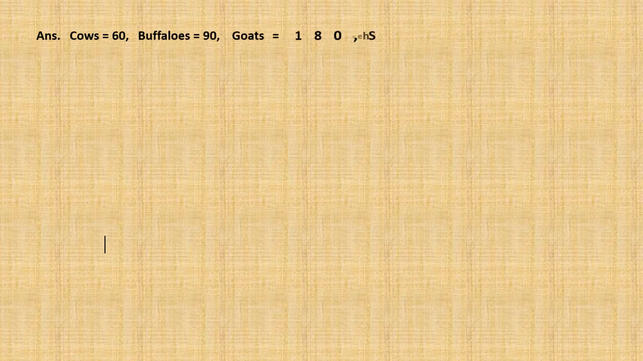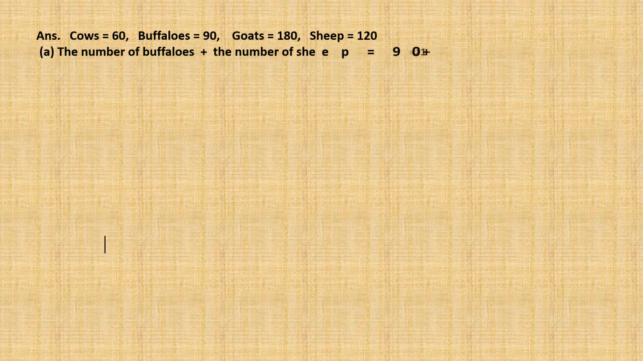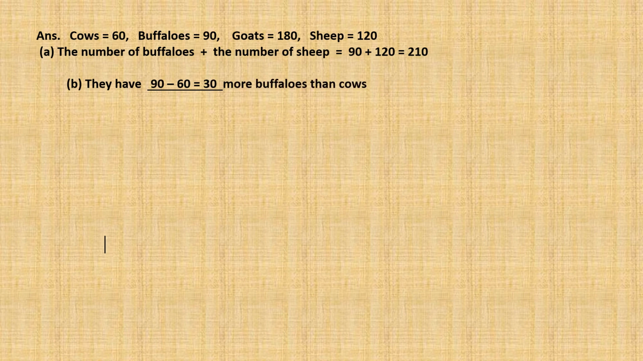Now children, we have the data by seeing the pictograph. Cows are 60, buffaloes are 90, goats are 180, and sheep are 120. Now the A part question is the number of buffaloes plus the number of sheep. When you add the number of buffaloes, that is 90, and the number of sheep, 120, you will get the answer 210.